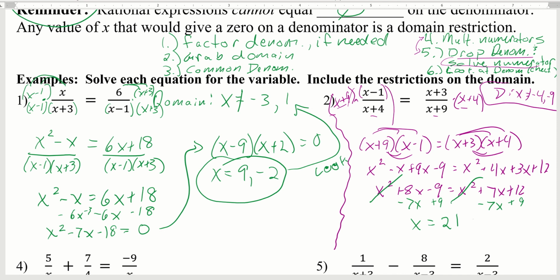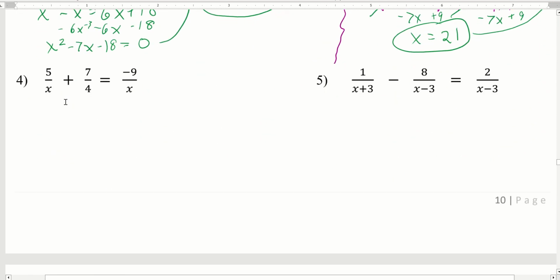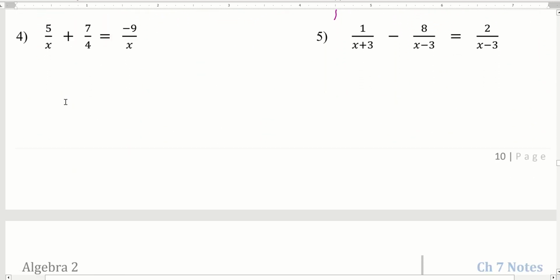Now do a quick look here. Is my answer any of the two, in this case, two numbers that I cannot have? So I cannot have -4 and -9. I got positive 21. So those don't match at all. So wha-bam, there's my answer. Okay. Cool.